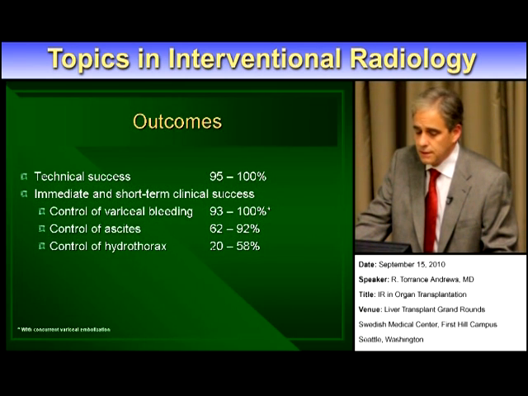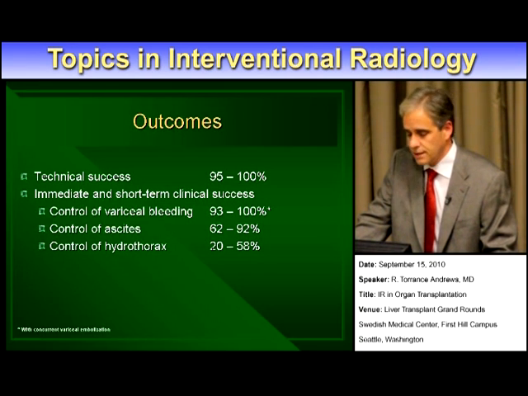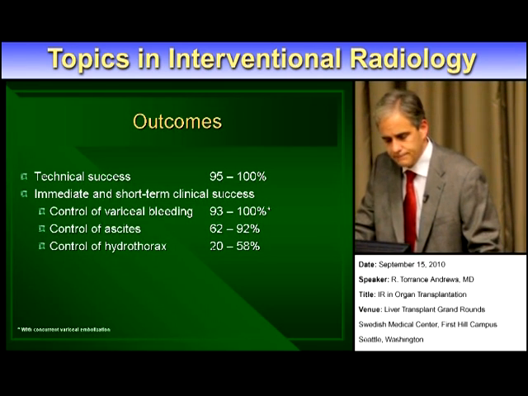Outcomes are good. Technically, we're successful these days almost every time. We are able to control variceal bleeding immediately almost every time, especially if we do concurrent embolization. We're not quite as good at controlling ascites and even less effective in controlling hydrothorax, but still, as you know, the likelihood of improving intractable hydrothorax is at least 50-50. And for patients who are dealing with that condition, those are pretty good odds.